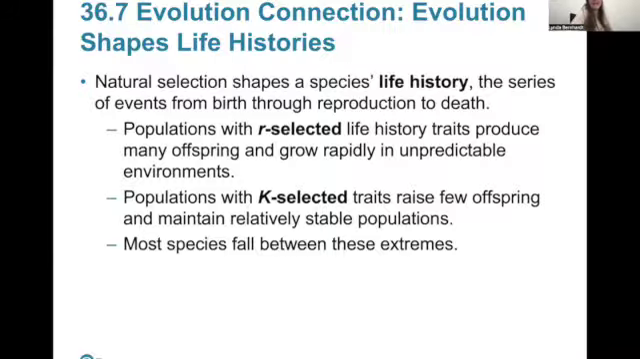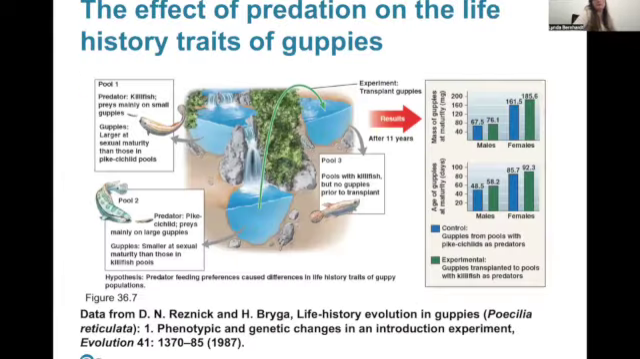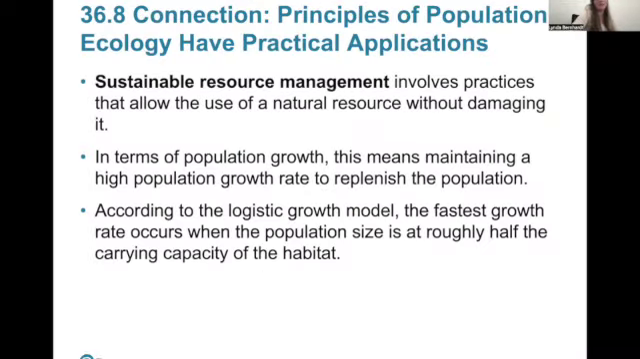Populations that are K-selected traits raise few offspring and maintain relatively stable populations. And so that would be like us. A bear, that kind of thing. This is just showing you how it works with the population ecology for studying the various fish, and it shows the cycle. I'm not really worried about it.